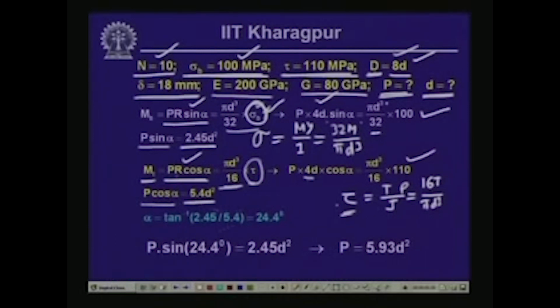Now, if we take the ratio of these two, P sin alpha by P cos alpha is equal to 2.45 by 5.4. So, that gives us a value of alpha which is tan inverse of 2.45 by 5.4, which is equal to 24.4 degree, which is the helix angle. And if we substitute alpha over here, we get an expression for P which is equal to 5.93 d square.